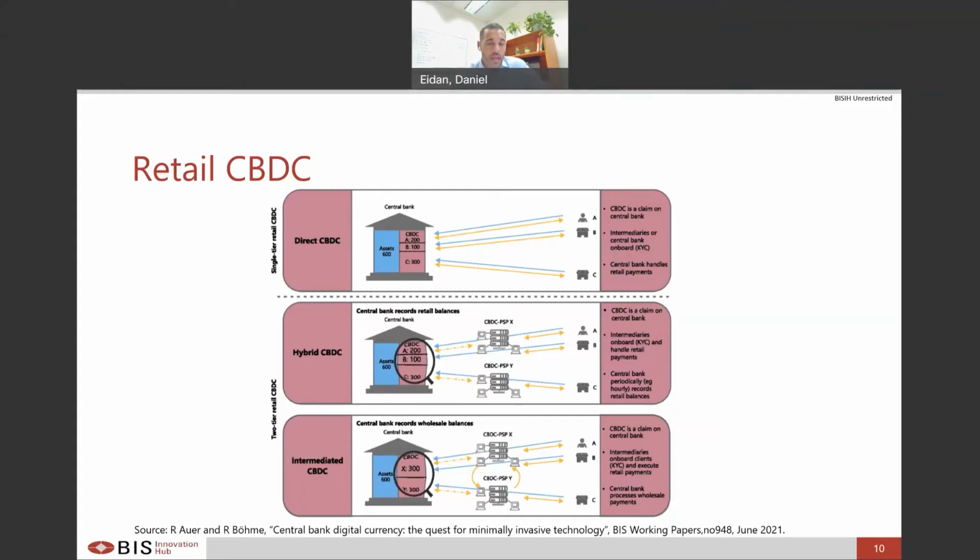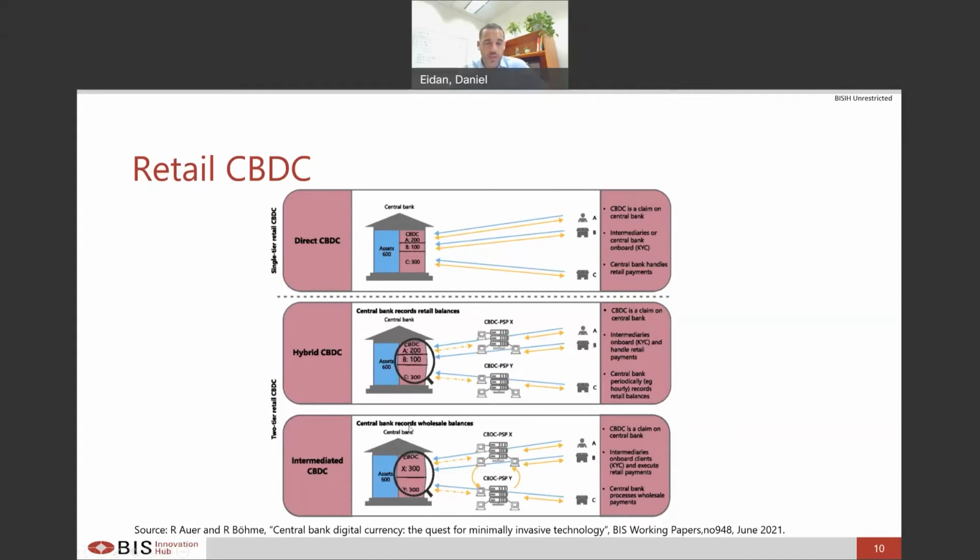The important thing to notice where there's the magnifying glass in the hybrid model is that the central bank records retail balances as well. So in this case, the central bank knows what balance user A has and what balance user B has, and so on and so forth.